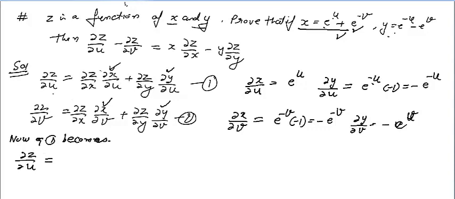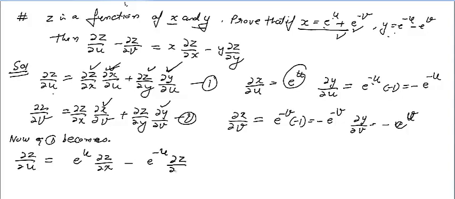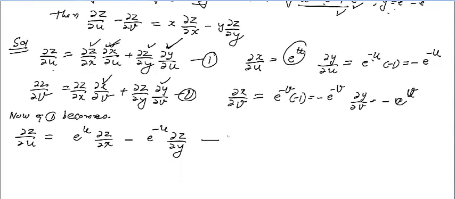The value of this is e raised to power u. It is e raised to power u into curl z by curl x. Derivative of y with respect to u is minus e raised to power minus u, and curl z by curl y. Okay, so you have equation number third. Now curl z by curl v.